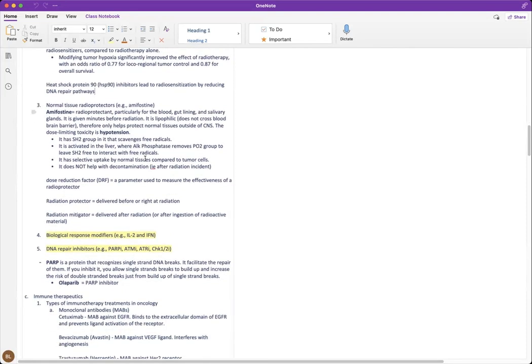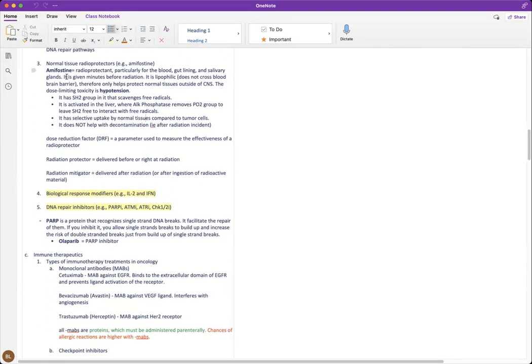Normal tissue radioprotectors. So yeah, this is a popular radioprotector, amifostine. Particularly helps for blood, gut lining, and salivary glands. It's given minutes before radiation. It's lipophilic, so it does not cross the blood-brain barrier. And so it only helps protect tissues outside of the CNS. The dose-limiting toxicity is hypotension.